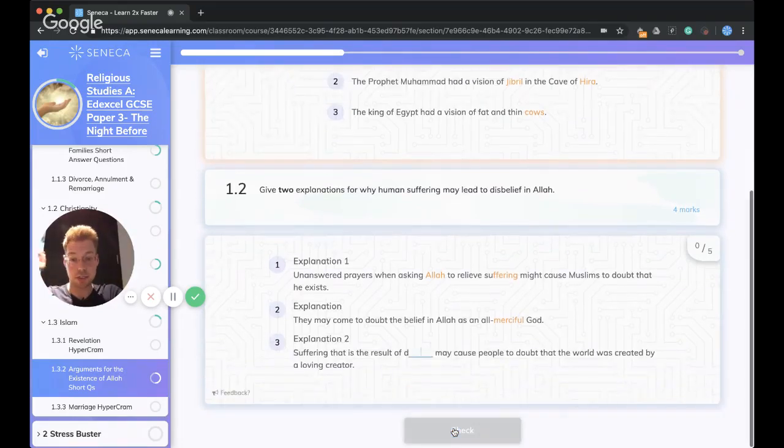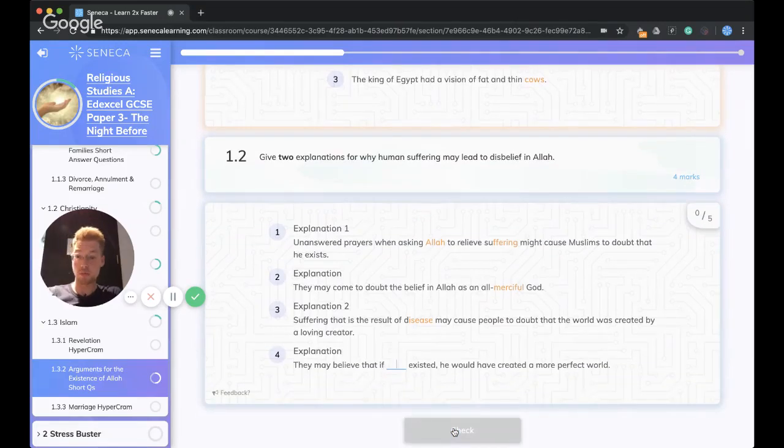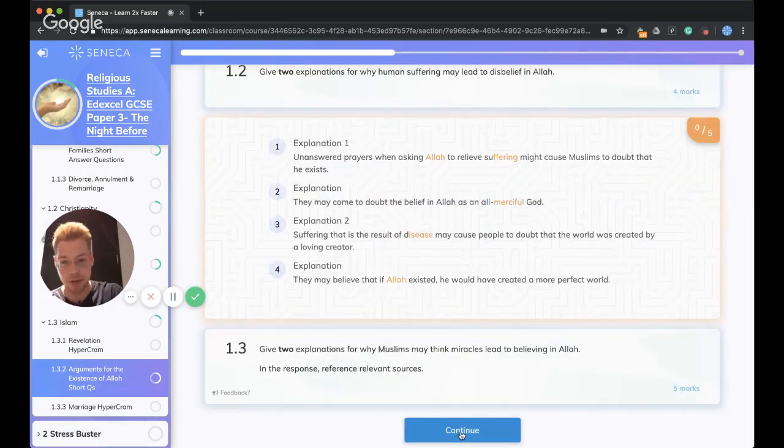Next, explanation 2: suffering that is the result of disease may cause people to doubt that the world was created by a loving creator. We've got to explain it. Remember, it's a 2-parter. You've got to give an explanation, and then explain the explanation. So lots of explaining. It is an exam, so if there's a time to explain anything, it's an exam. They may believe that if Allah existed, he would have created a more perfect world. Fab.